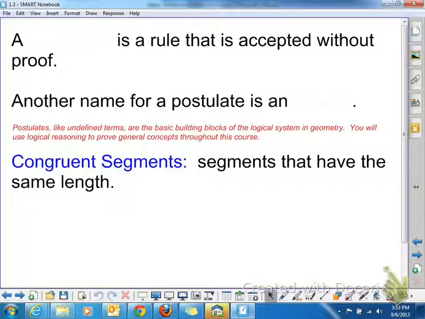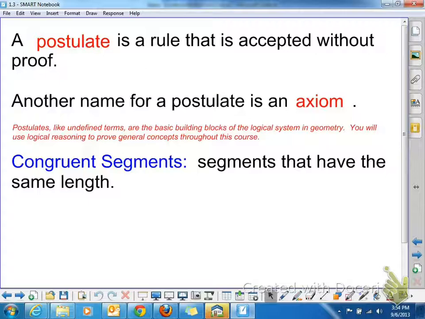A postulate is a rule that is accepted without proof. Another name for a postulate is an axiom. Postulates, like undefined terms, are the basic building blocks of the logical system in geometry. You'll use logical reasoning to prove general concepts throughout this course.